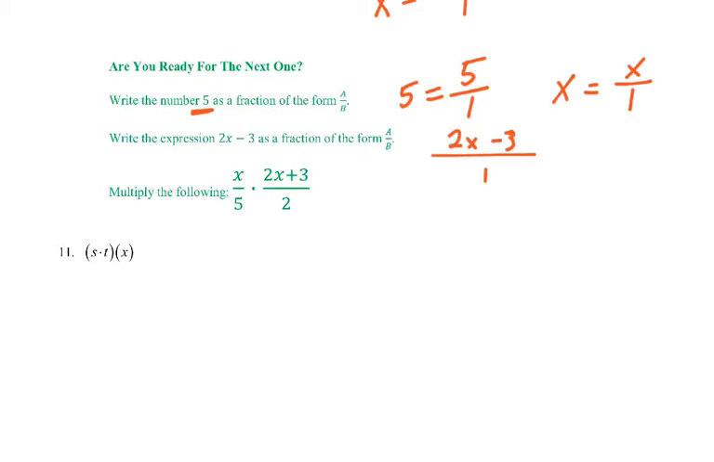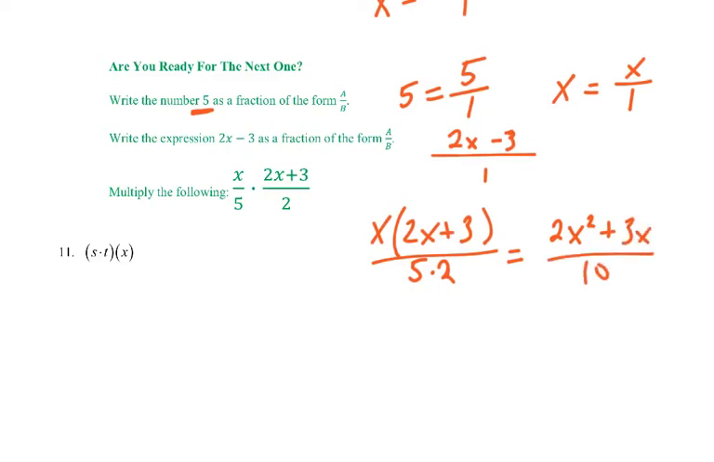So multiply the following: x over 5 times 2x plus 3 over 2. I can multiply this out. That's going to be x times 2x plus 3 over 5 times 2. That's going to be 2x squared plus 3x over 10. I multiply the numerators together and I multiply the denominators together. When I multiply the x times these terms, I have to distribute it to each of those terms. Okay, nothing cancels. That's all I can do with that.